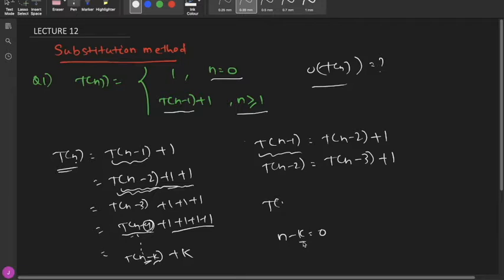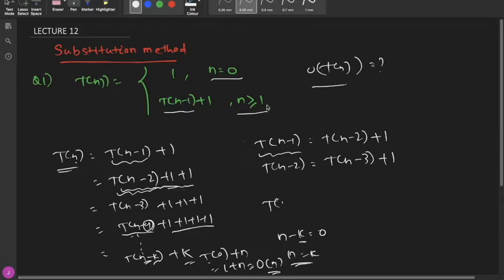So then what is the k value? K value should be n. It will be stopped when T of 0 plus this k value becomes n. So T of 0 is 1 plus n. 1 plus n can be asymptotically written as order of n. So this is how we are finding out the time complexity of a recurrence relation using substitution method.